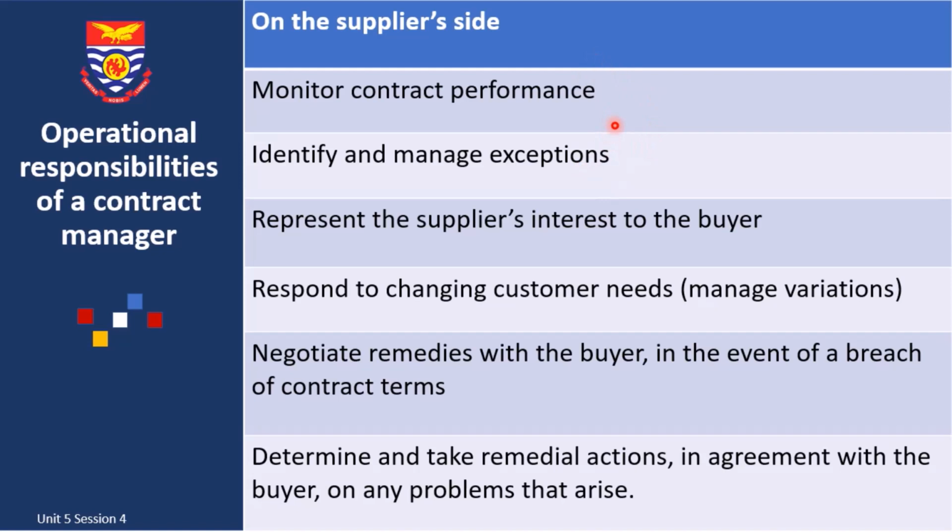Then on the supplier side too, their contract manager is responsible for monitoring contract performance. So they monitor whether the supplier is actually executing or performing the contracts in tandem with the agreed terms. They also identify and manage exceptions or variations that arise in terms of what the buyer wants. Then they represent the supplier's interest to the buyer and respond to changing customer needs, such as they manage variations or manage changes that arise in the contract.